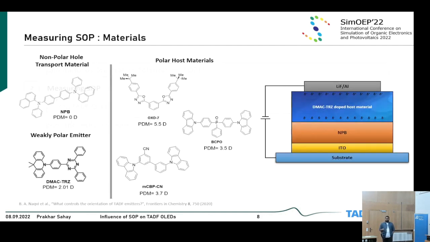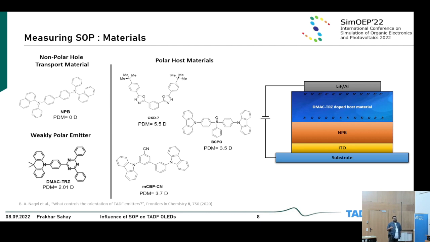Moving on to how we measure SOP. First of all, I would just like to tell you the materials that we will be looking at in my presentation here. On the left-hand side, on top, we have NPB, which is a non-polar hole transport material with no PDM. On the bottom left, we have DMAC-TRZ, which has a PDM but is non-polar, as we have just seen in my previous slides. And over here in the middle section, we have a bunch of polar host materials, which are BCPO, OXD7, and MCB-PCN.